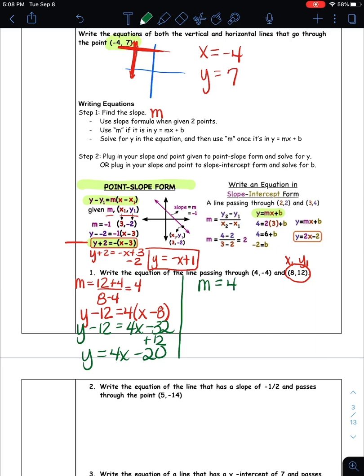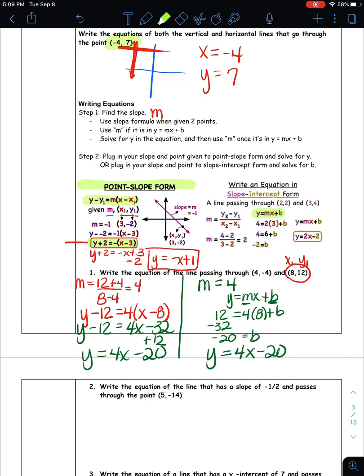So if you want to use slope-intercept form to write this, we still need slope, we still need a point, but now we're going to use y equals mx plus b. I have y, I have m, I have x, but ultimately my equation needs the m and the b. So I'm going to plug in the numbers that I have. 12 is equal to 4 times 8 plus b. So I have 32. Subtract 32 from both sides, you get negative 20 is equal to b. So now you rewrite your equation as y equals, m was 4, 4x minus 20.